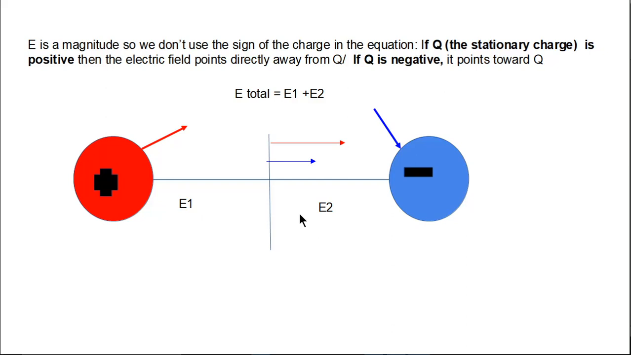E, remember, electrical field 1, electrical field 2 is a magnitude, so we don't use the sign of the charge in the equation. So if Q, which is the stationary charge, is positive, then the electrical field points directly away from Q. Because remember, that's positive. It's getting away from the other imaginary positive charge that you have there. Now, if your Q is negative, remember that the electrical fields are represented by arrows or lines that come into the negative charge, pointing towards the Q.